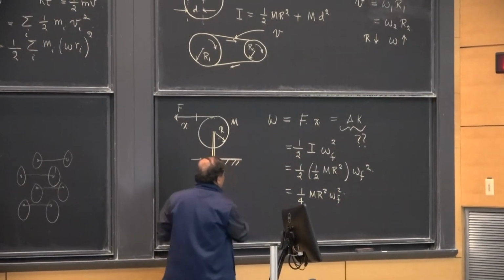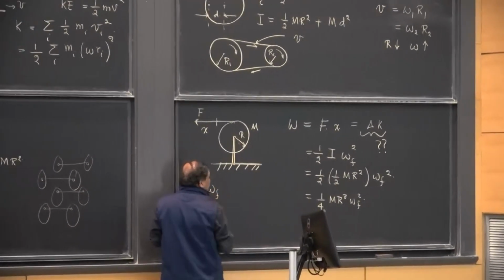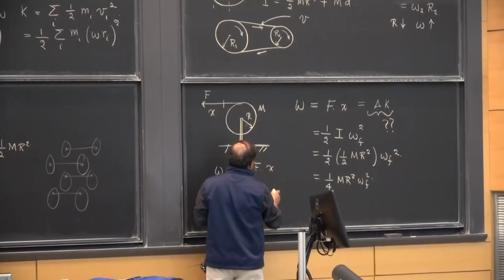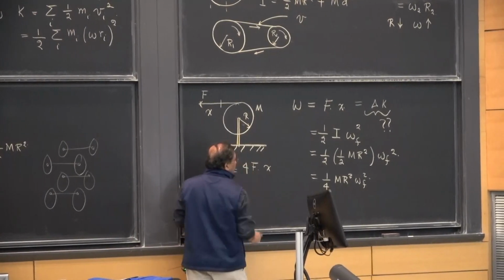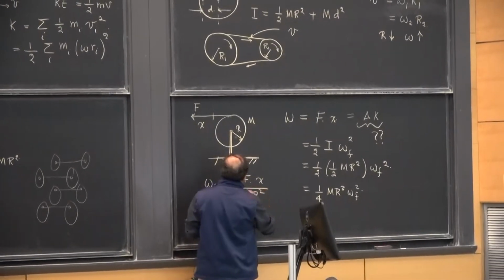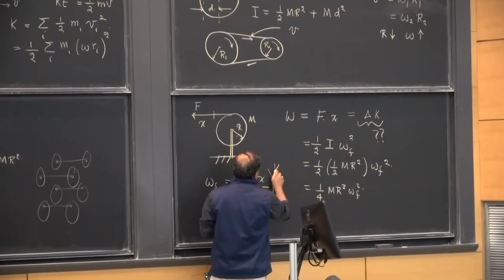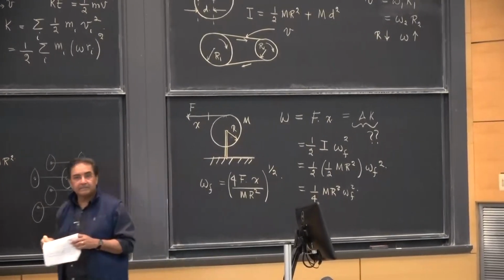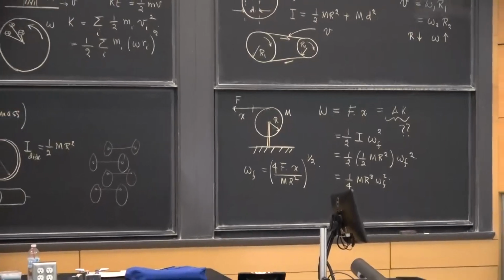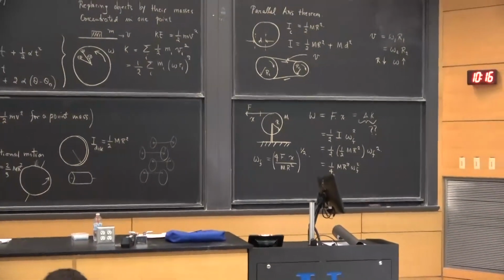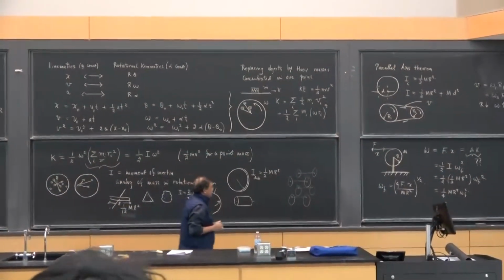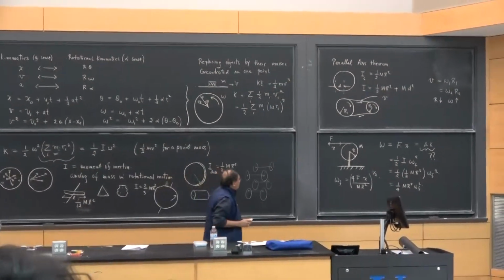So if I want to calculate omega final, its numerical value, omega final is going to be f times x, which is my W, multiplied by 4 and divided by m r squared, and this is square rooted because there is a square there. It seems like a very simple problem, but when you actually have to work it out, the tiers of understanding that you need are not that simple. So it's quite a bit of work, but the basic idea is very, very simple.